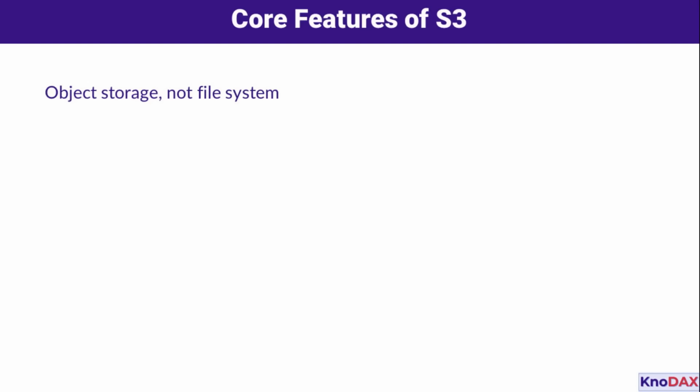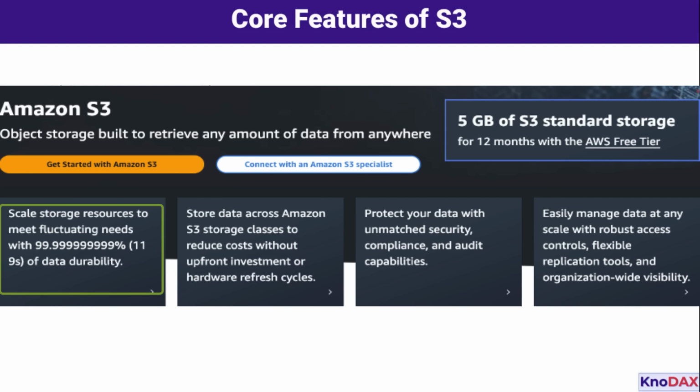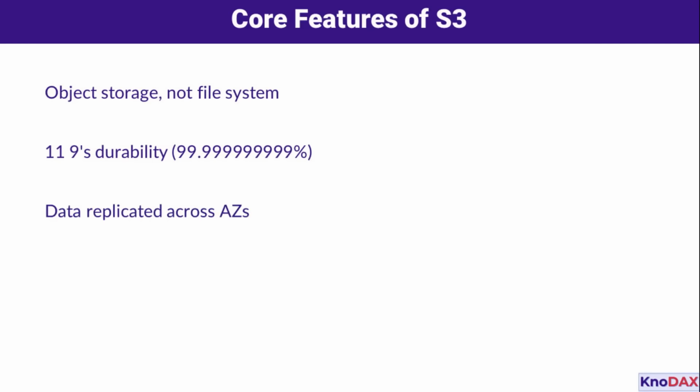S3 is not a traditional file storage system. It uses object-based storage. It is built for durability, with 11 nines of durability, meaning your data is extremely safe. It also replicates data across multiple availability zones for resilience and high availability.